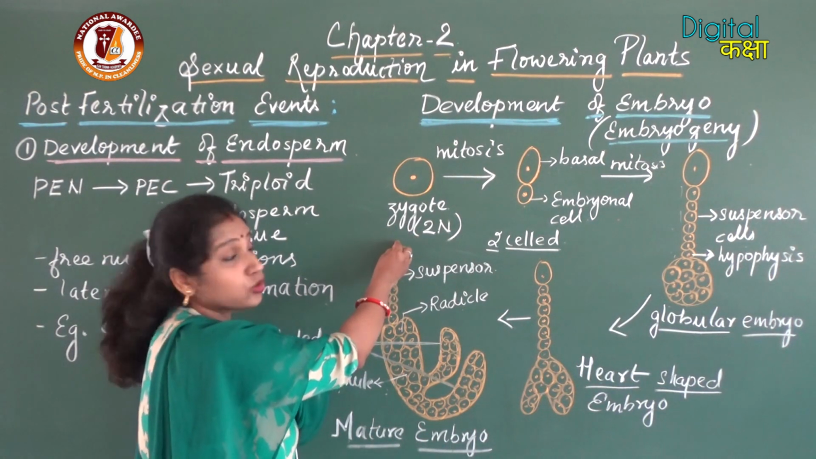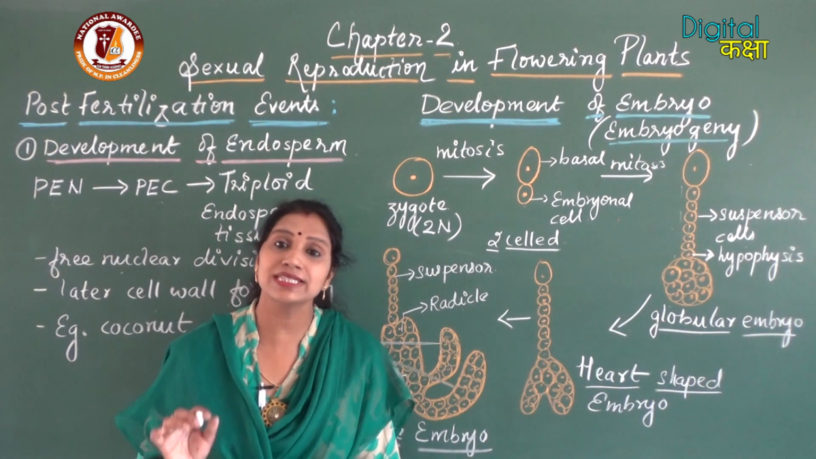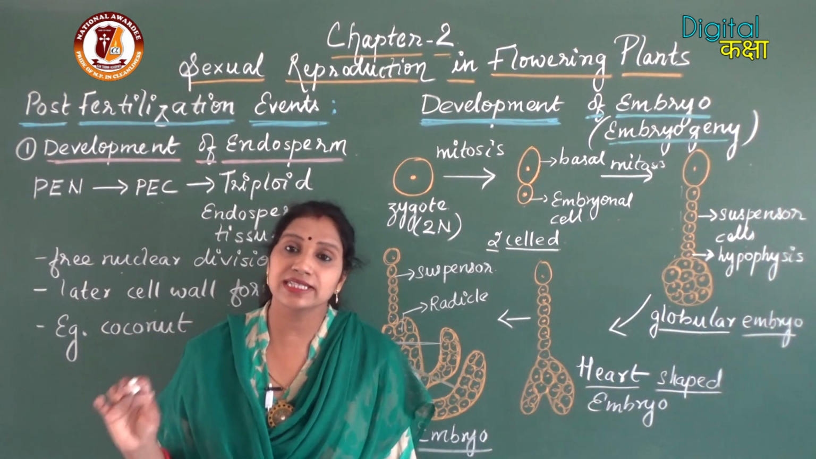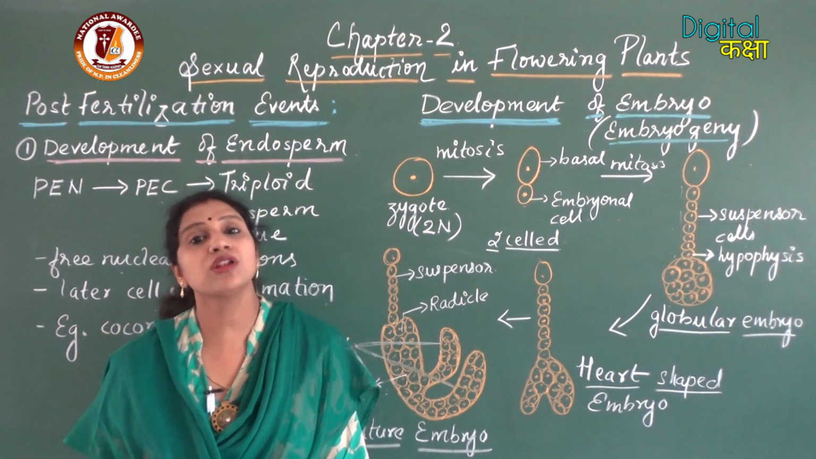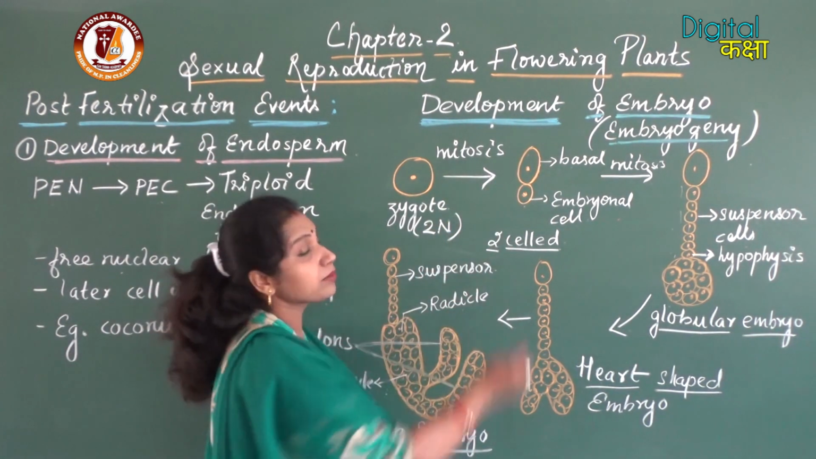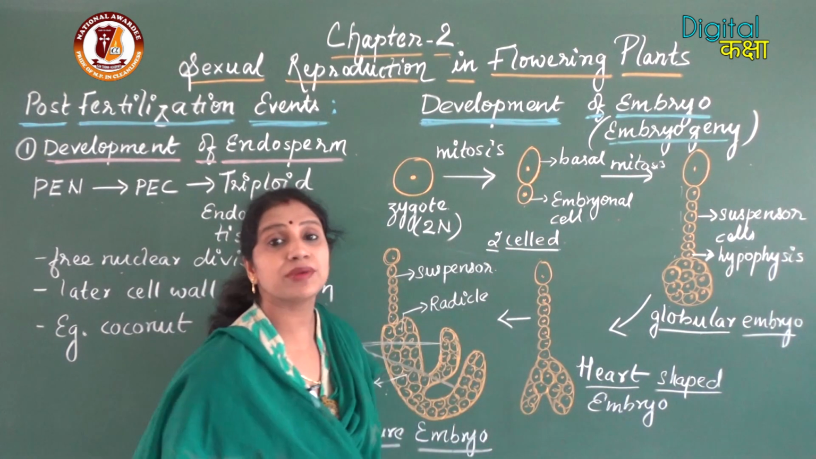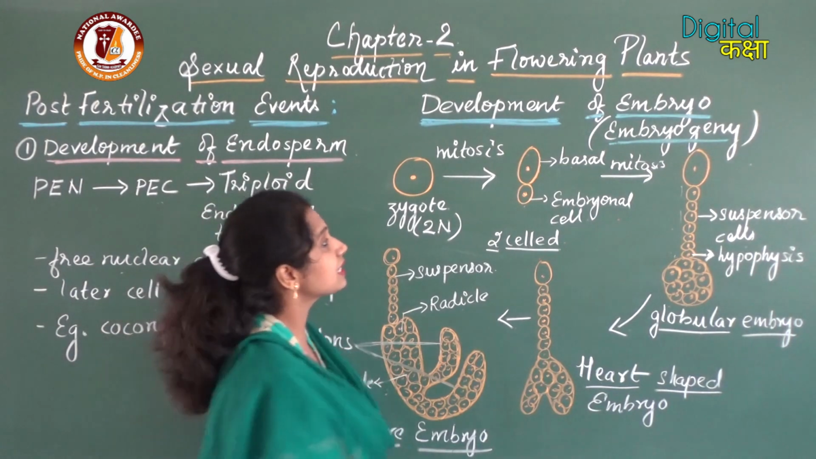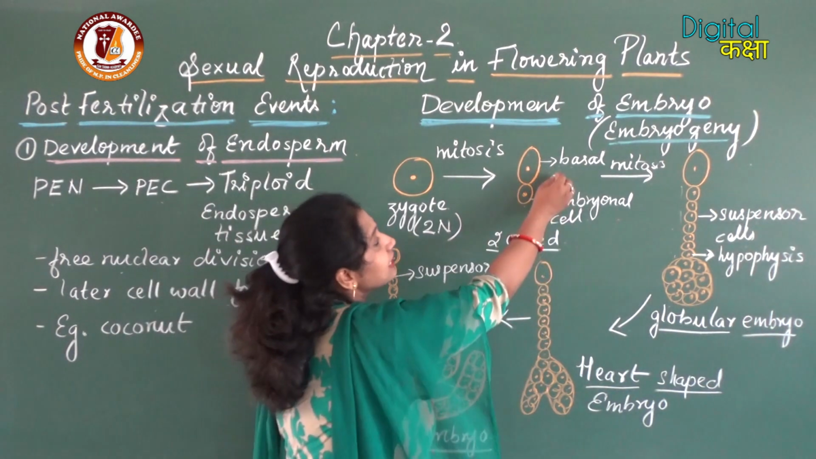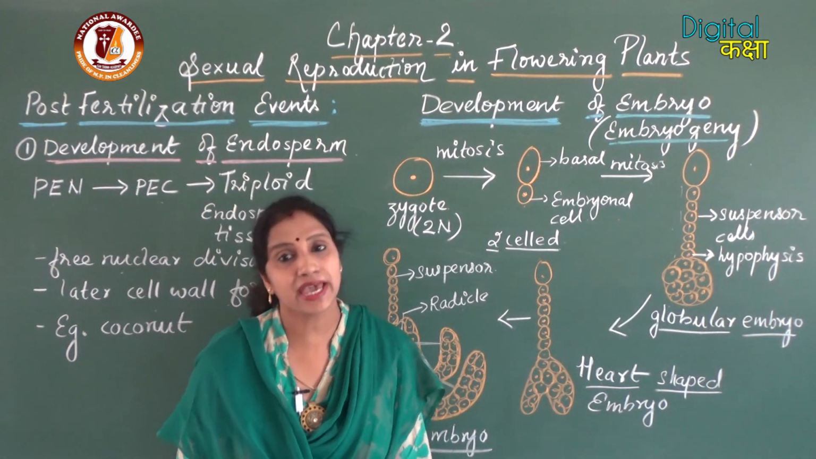Single-celled zygote is there, diploid in nature. You know that when the zygote continuously divides by mitotic cell division, all the daughter cells which are formed will be diploid in nature. So the zygote will divide by asymmetric mitosis, resulting in formation of two unequal cells, the bigger basal cell and the smaller embryonal cell. The basal cell will form the suspensor and the embryonal cell will form the embryo.